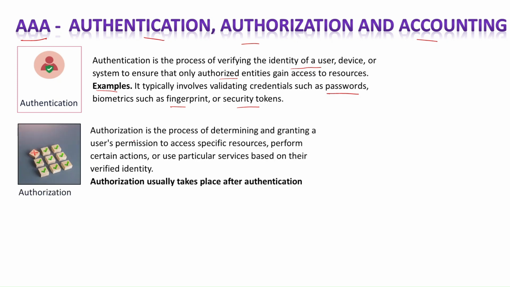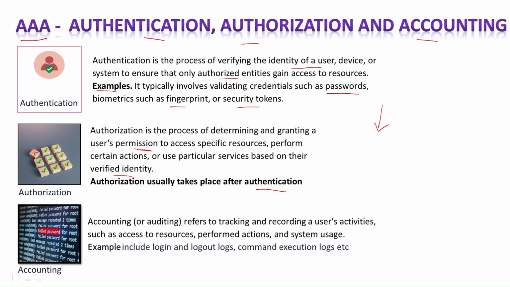Next is authorization. Authorization is the process of determining and granting a user's permission to access specific resources, perform certain actions, or use particular services based on their verified identity. What does this mean? This means that authorization usually takes place after authentication. So usually a user first logs in, and then he or she can access the resources, for example a website or some files inside the storage.